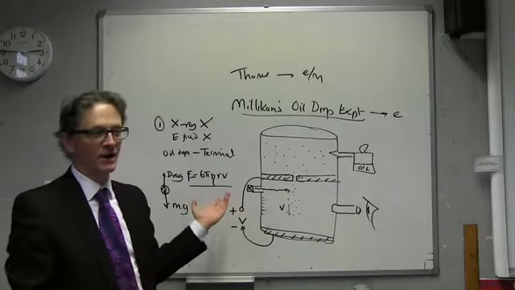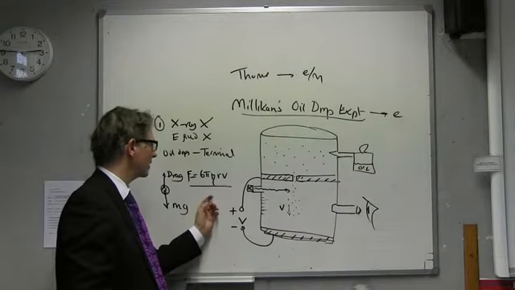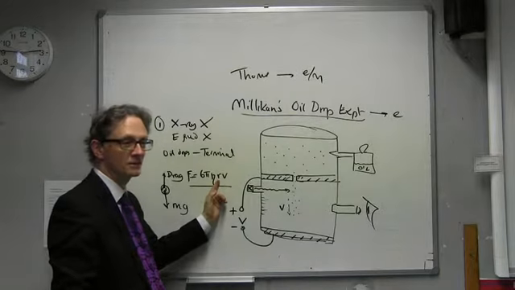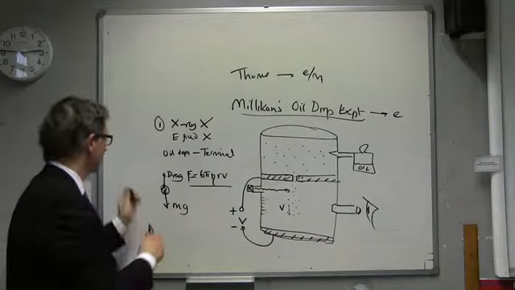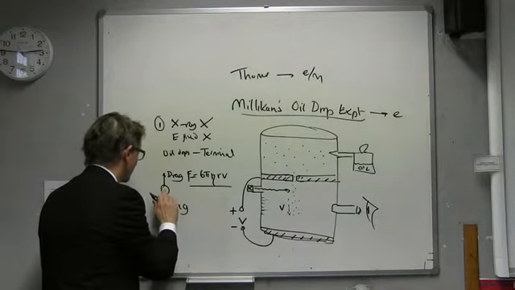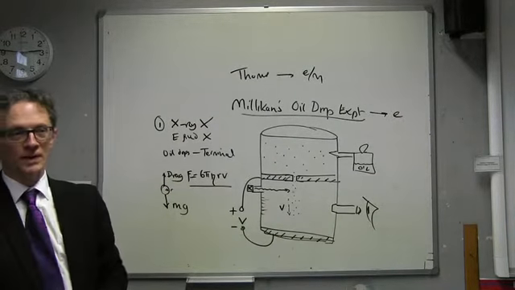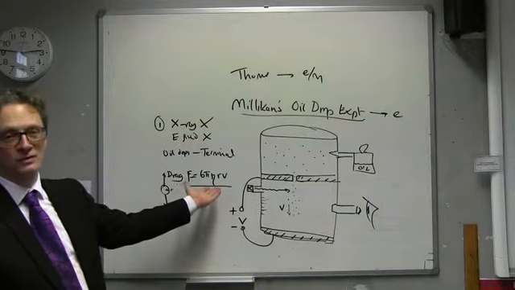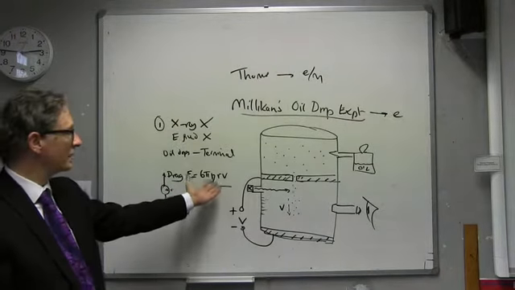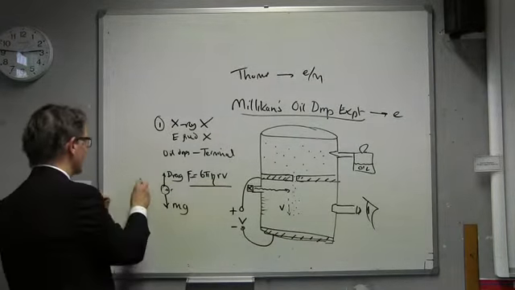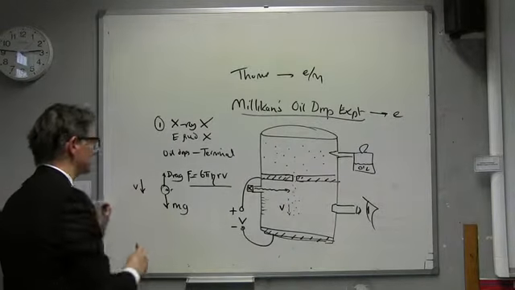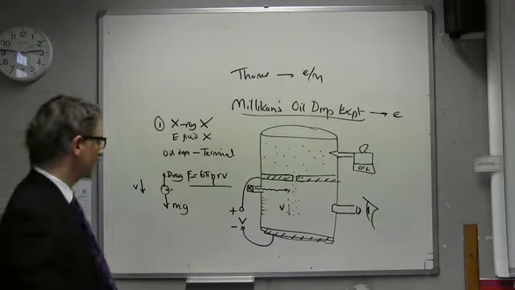6 pi, because it's round. R, what do you think R is? It's the radius of the drop, isn't it? R is the radius of the drop. The bigger the drop, the bigger the drag force, no surprises there. V, pretty obviously, is the velocity at which it's moving.